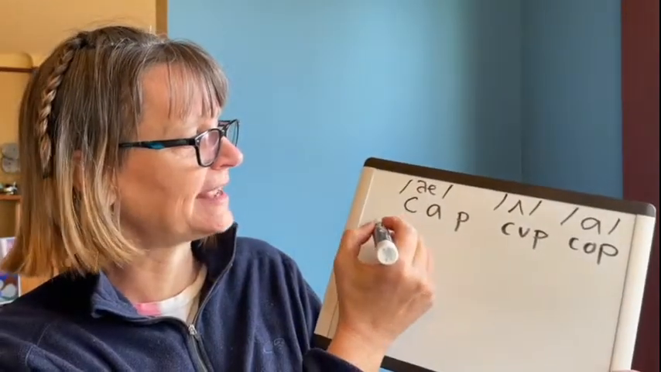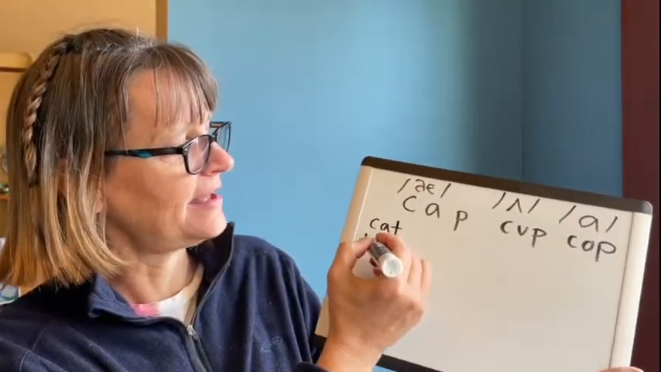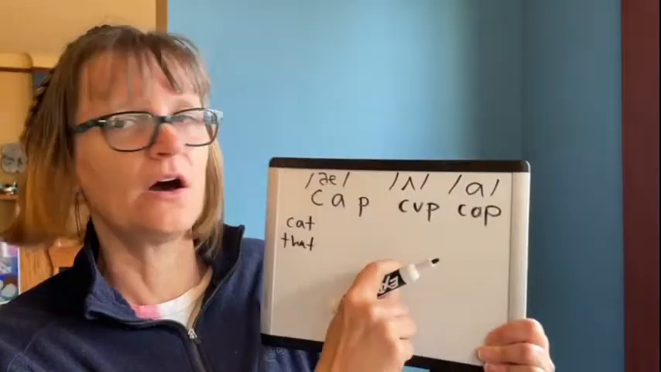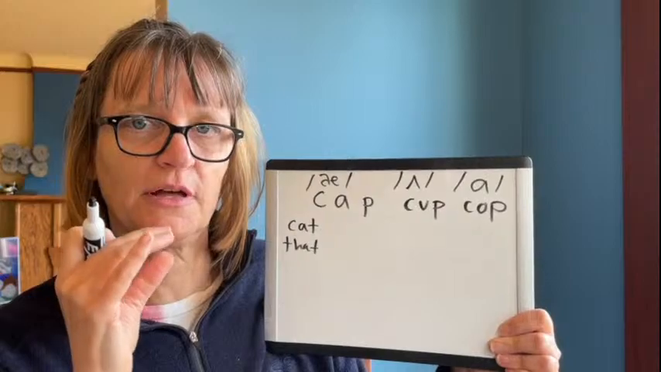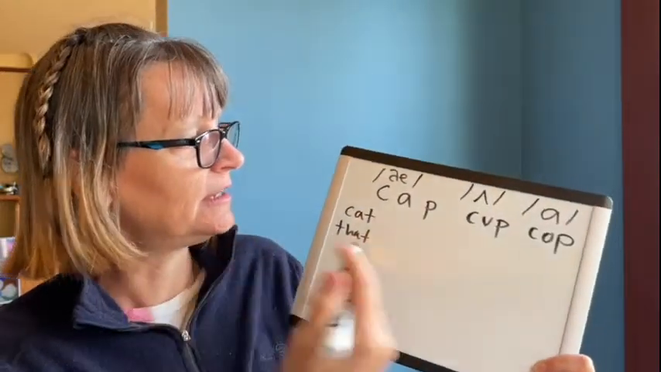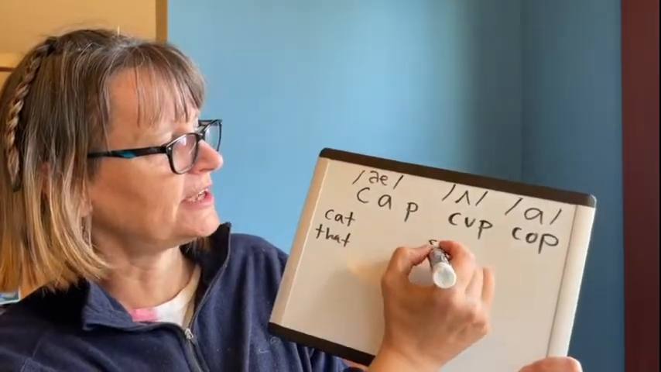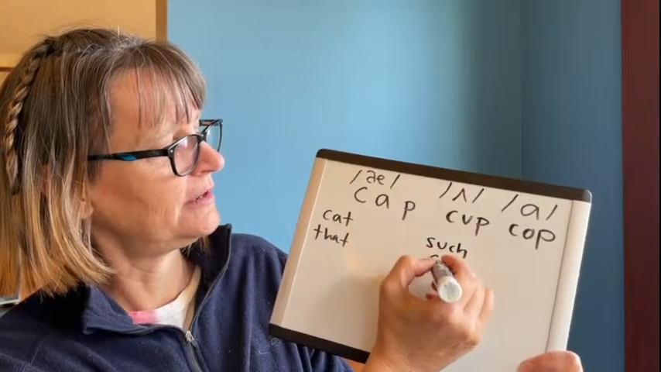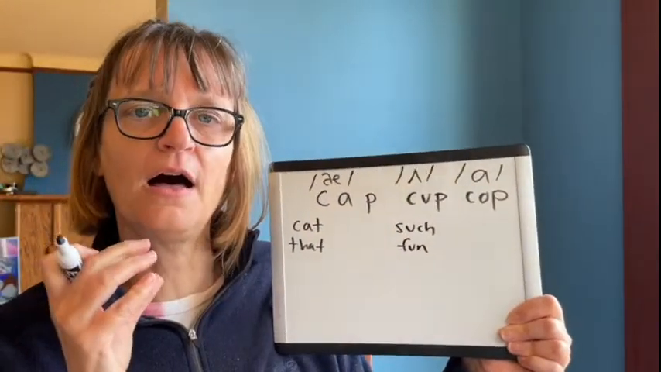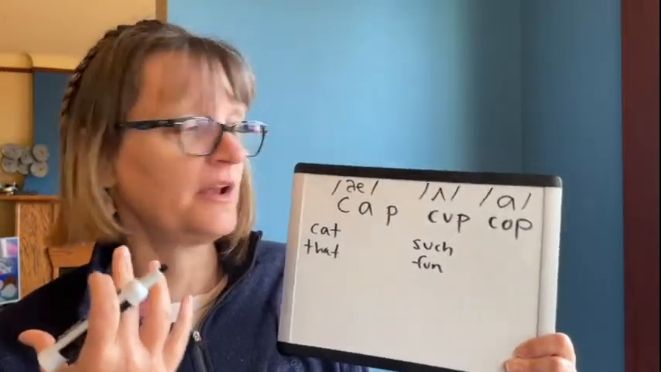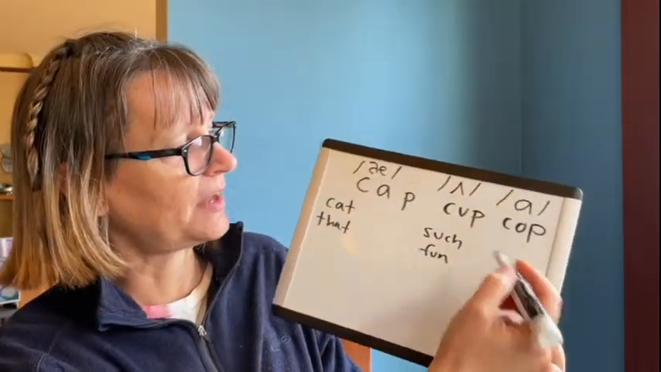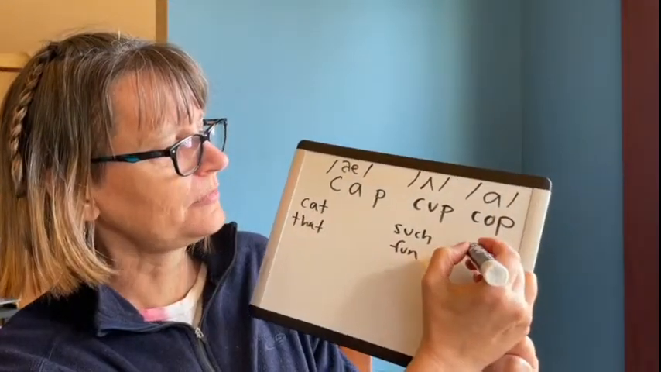It's in words like cat and that. The /ʌ/ is a central vowel, schwa, central, unrounded, and it's in words like such and fun. And then the /ɑ/, that's an open back vowel. It's in words like father and hot, and also cop.